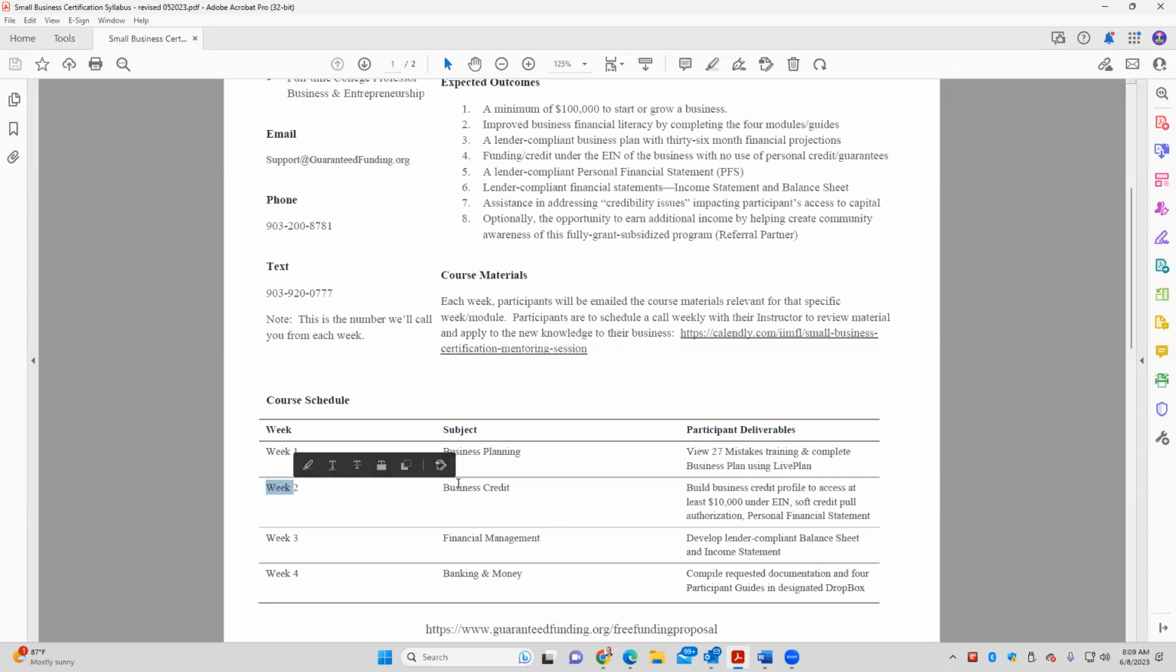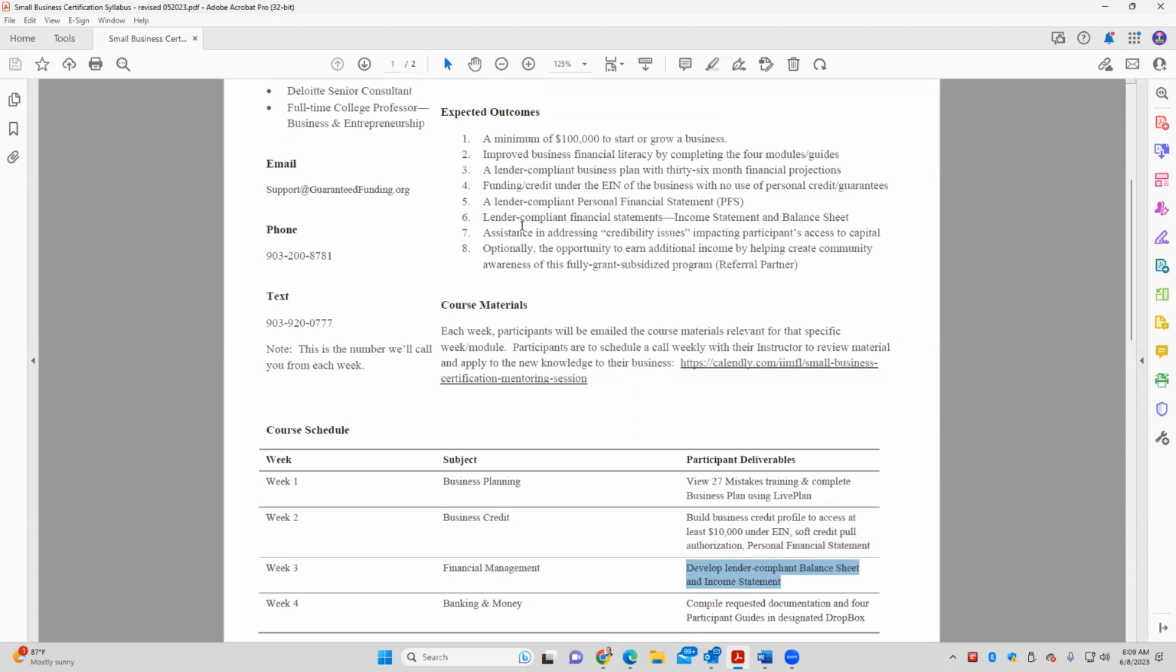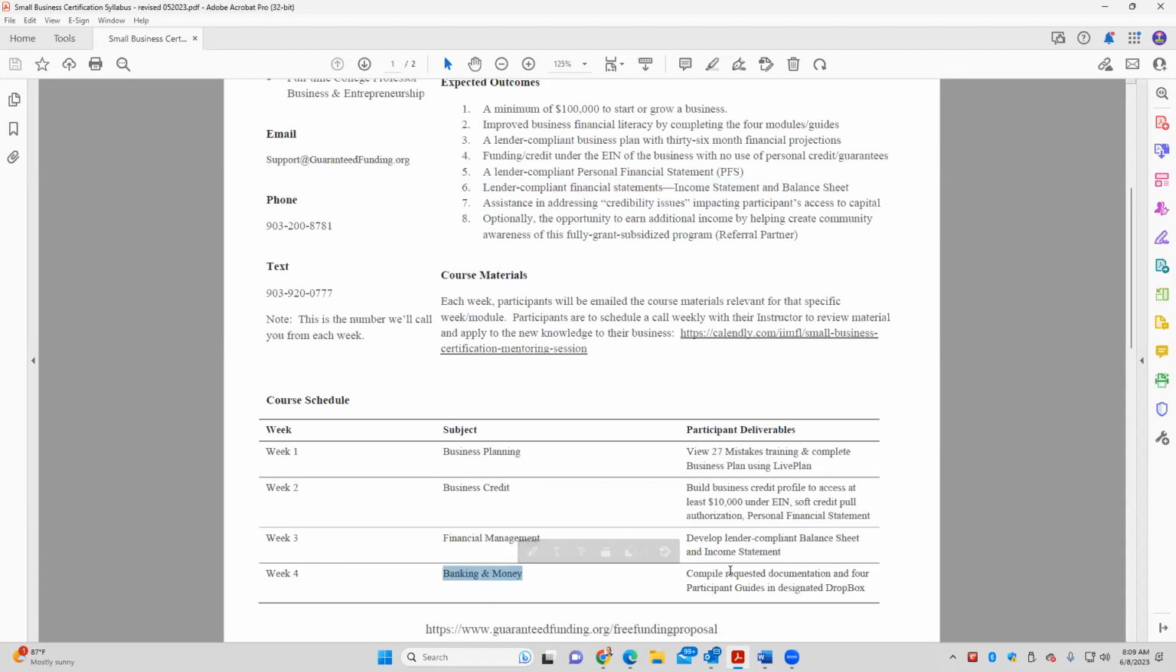In week 2, we work on building out their business credit. Week 3, we work on financial management, specifically those financial statements that we talked about earlier that many clients don't have. And week 4 is called banking and money, getting the documentation pulled together and everything assembled in a Dropbox account that we create for them.